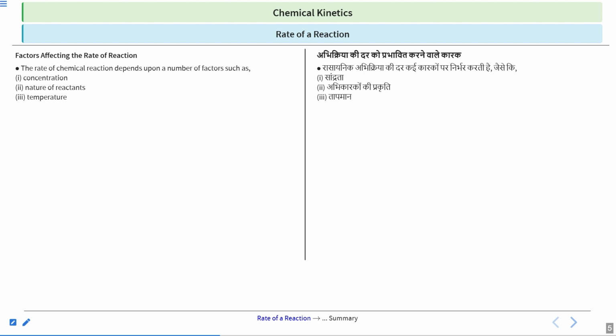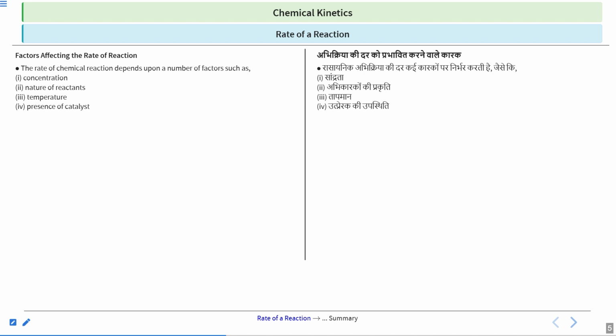Next is temperature. Temperature plays a very large role for any reaction. You must have studied this in equilibrium also in class 11, that we use temperature to change the product concentration by varying the equilibrium constant. Whatever, coming back to this, it is very important. Temperature changes the rate of reaction. Now we will see how it changes in the later sections.